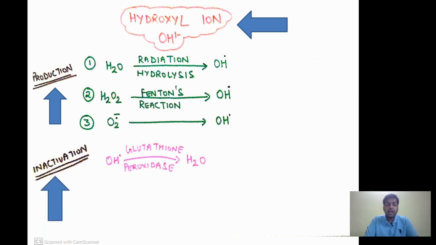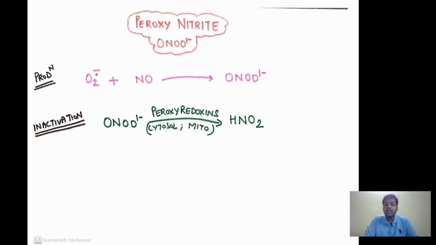Now what is the mechanism of inactivation of hydroxyl ion? Hydroxyl ion in the presence of glutathione peroxidase can get converted to water. Okay, the last free radical is peroxynitrite. Now we have already seen the production of peroxynitrite. In the presence of superoxide, the nitric oxide will get converted to peroxynitrite, as we have seen before.